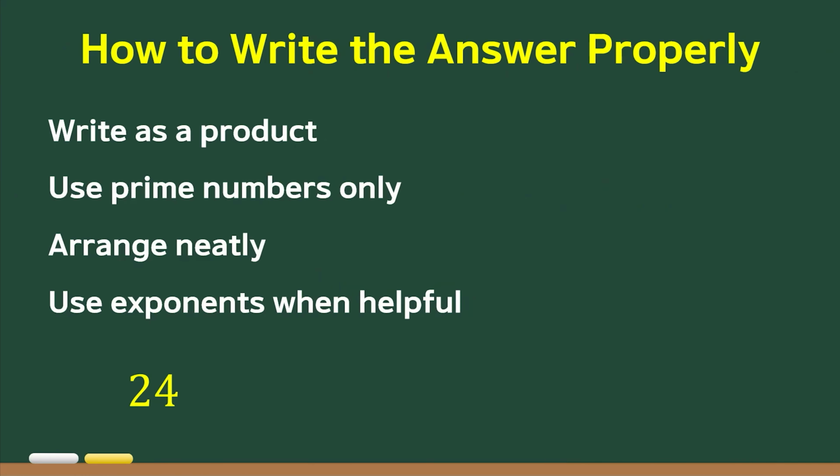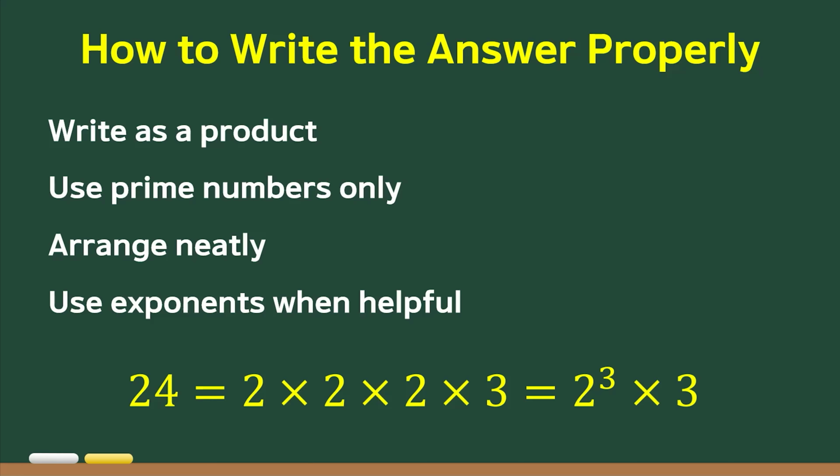When writing a prime factorization, remember these points. First, write the number as a product. Second, all factors must be prime numbers. Third, arrange the result neatly. And if a prime factor repeats, you can use exponents.